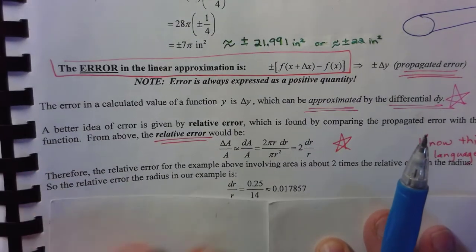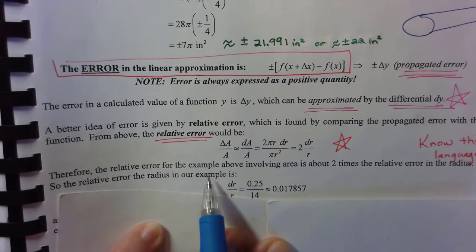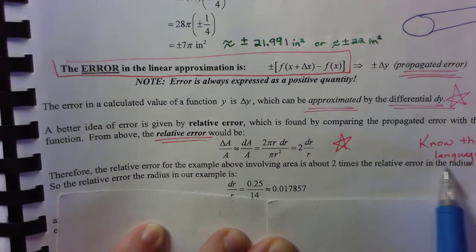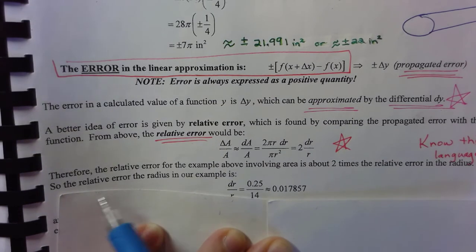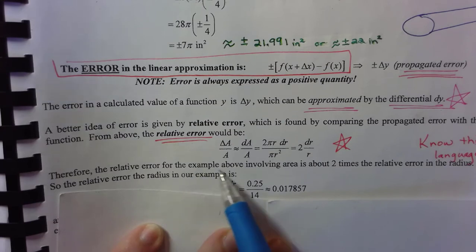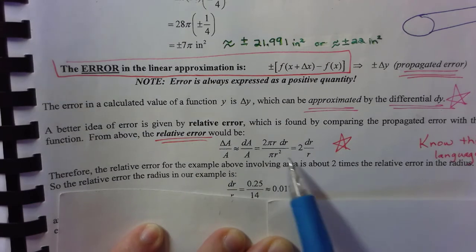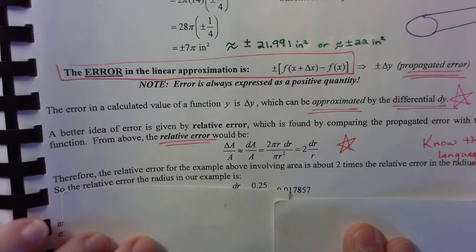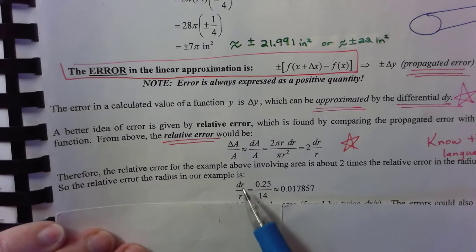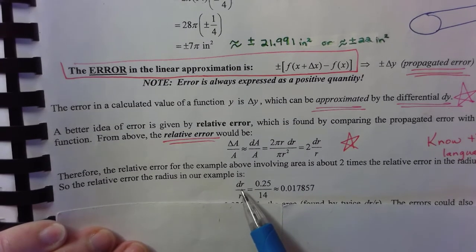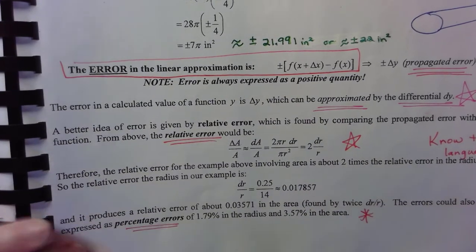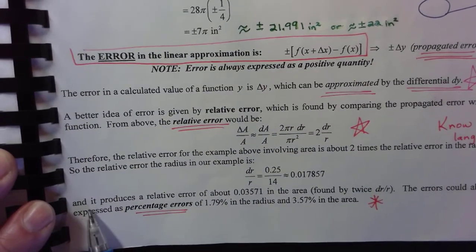So what does that mean? That means the relative error for the example above involving area is about 2 times the relative error in the radius. One more time. The relative error for the example above involving area is about 2 times the relative error in the radius. So the relative error in the radius in our example, dr over r, and remember our change in radius was 1/4, so we can make this 0.25 over r, which is going to give us this nice decimal. Why do I like that? Because now we can start talking about percentages.